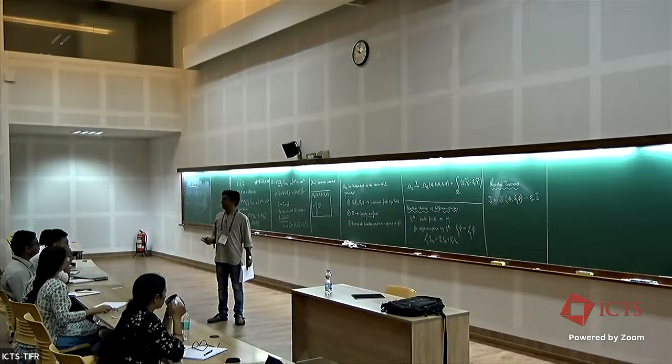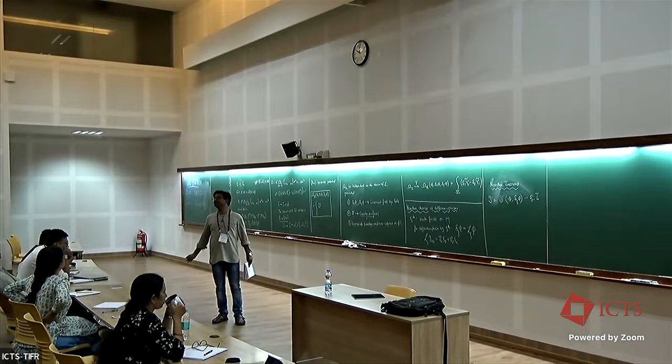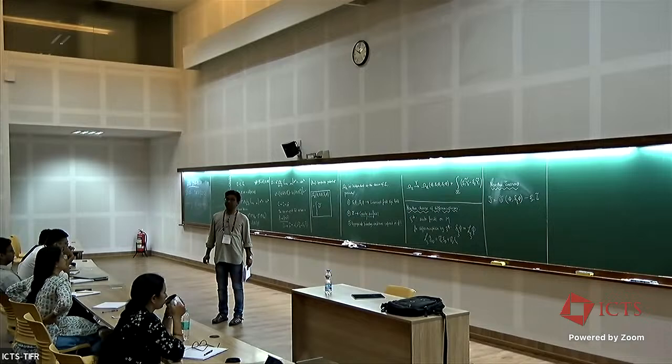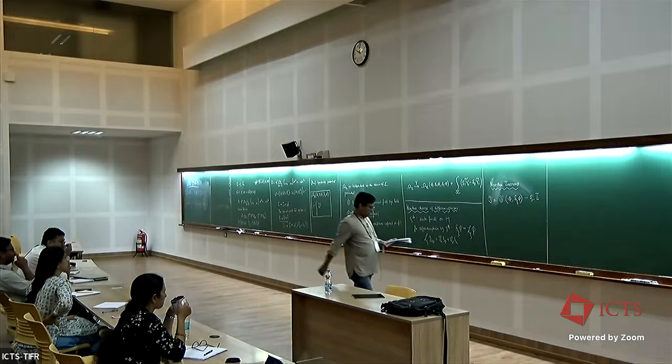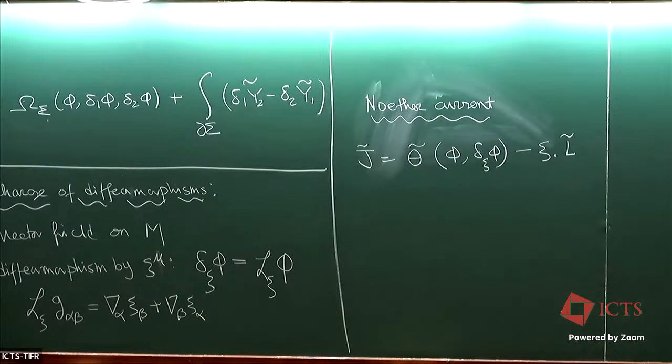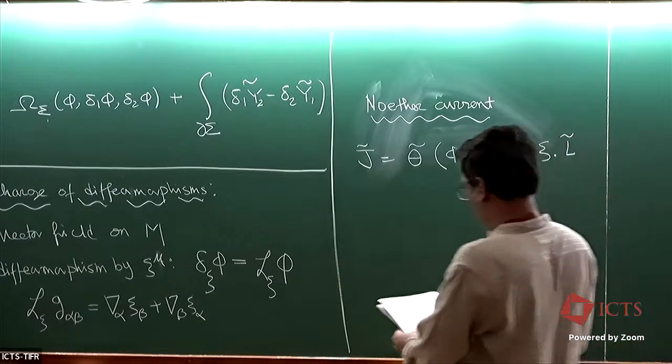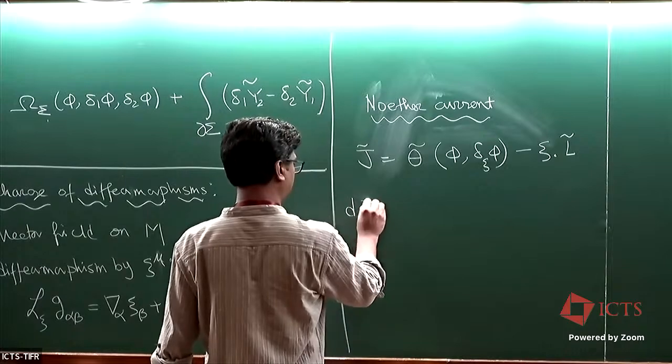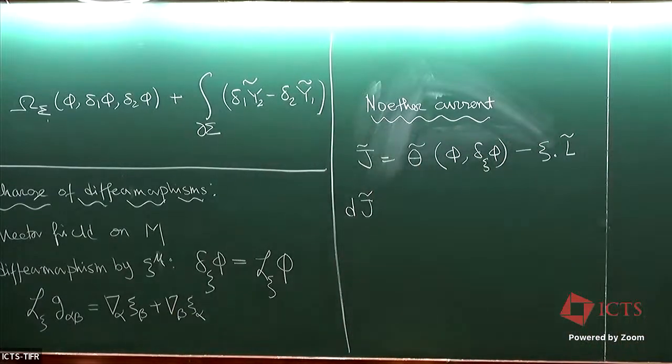With this definition, let us see whether dJ equals zero, whether this form is closed or not. That is what we are going to prove. Let's go ahead and prove it. So let's take dJ tilde. I have been able to convince you that the divergence equal to zero for ordinary vector currents is equivalent to dJ equal to zero. So we should be able to prove dJ tilde equal to zero. Good. So what is this object?